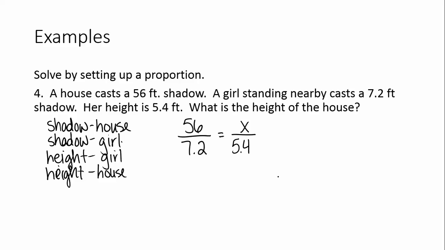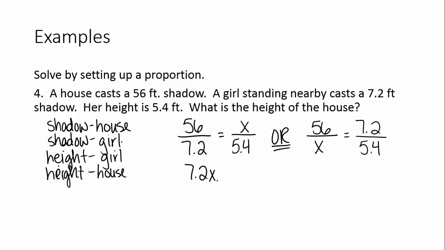Another way you could set this up, you could have the shadow of the house over the height of the house, and the shadow of the girl over the height of the girl. So either one of these is correct. So I'll just solve the one on the left. 7.2x equals 56 times 5.4, which is 302.4. Divide both sides by 7.2. And we get x is 42 feet. So the house is 42 feet tall.